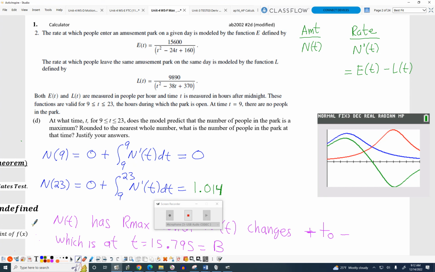Okay, green packet, number 1. First problem in the green.